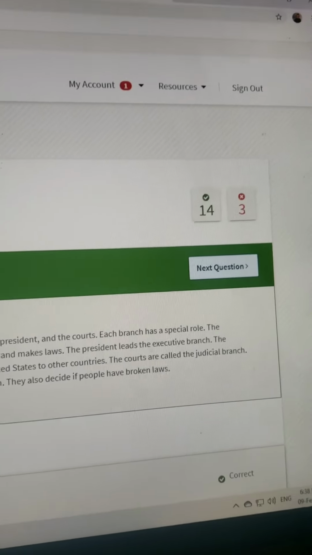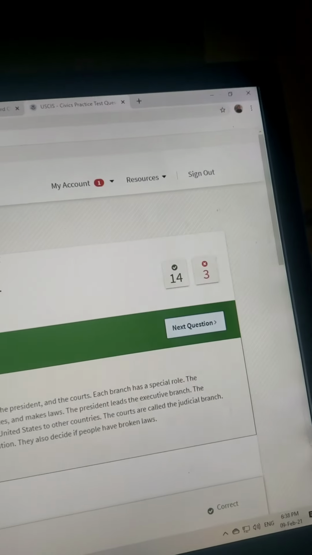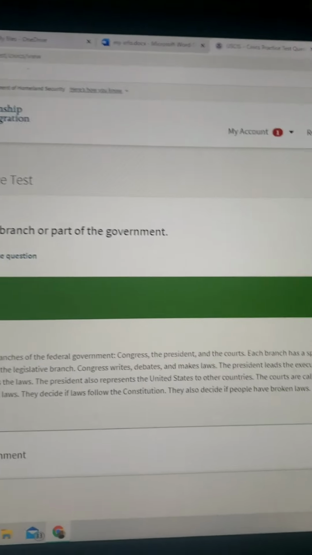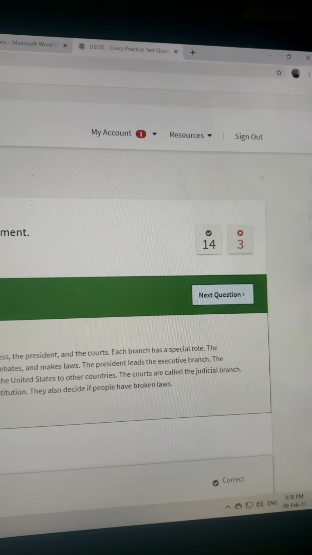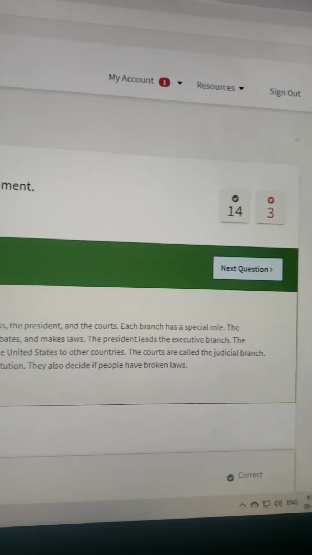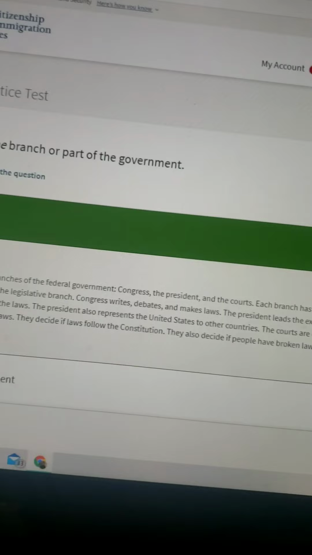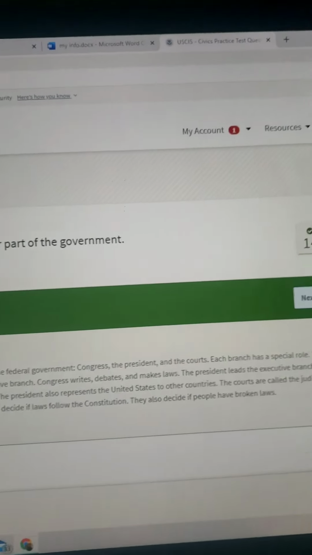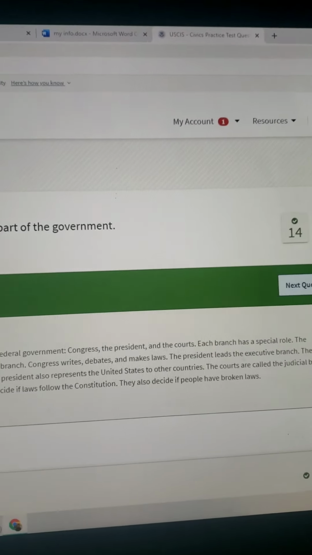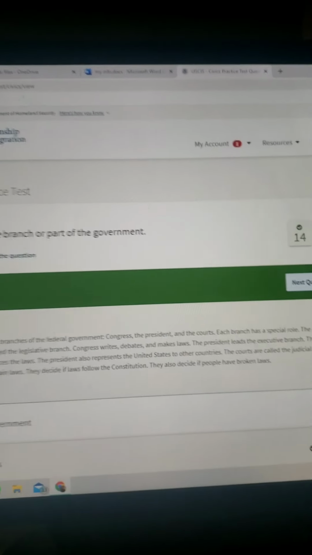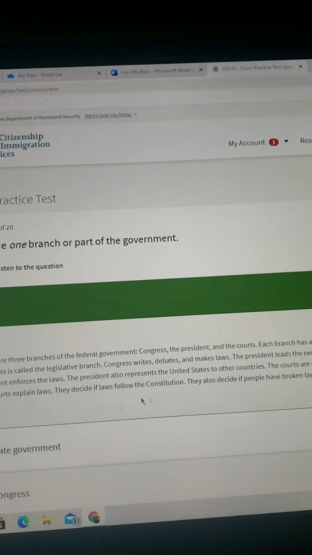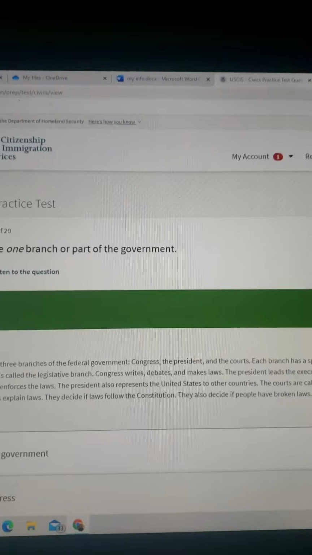Congress writes, debates, and makes laws. The president leads the executive branch. The president enforces the laws. The president also represents the United States to other countries. The courts are called the judicial branch. The courts explain the laws. They decide if the laws follow the Constitution. They also decide if people have broken the laws. So when you go to court, that's the judicial branch.